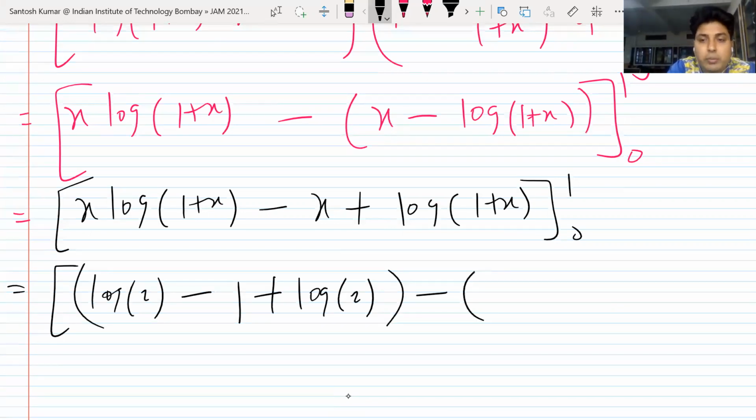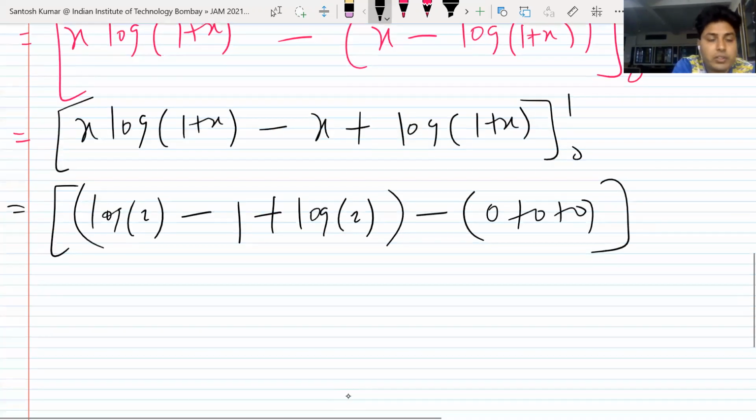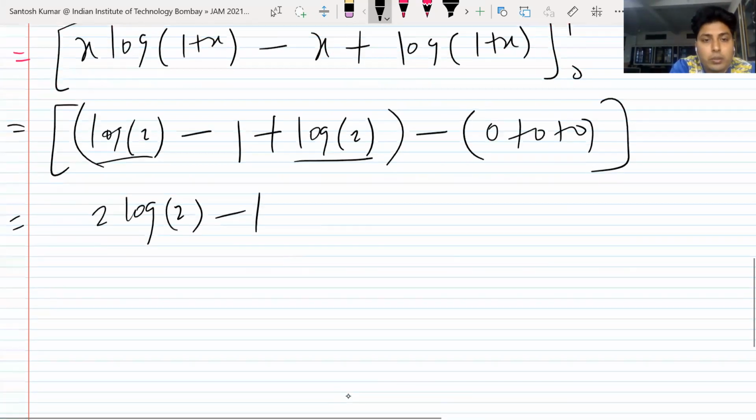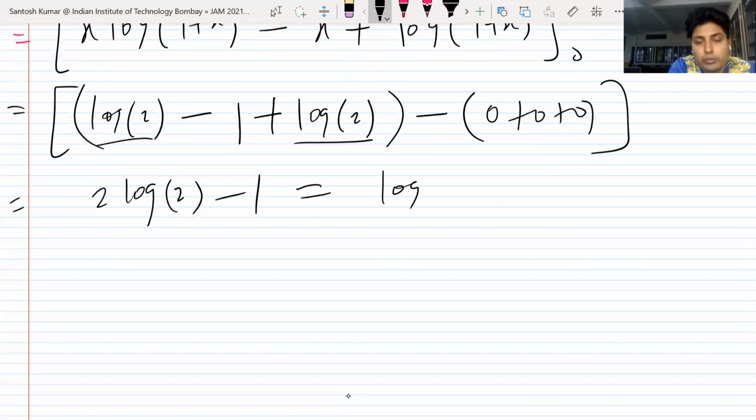Everywhere in place of x, we will replace 0. So it will be 0 into log 1 minus 0, so everything will be 0. Now after simplifying, it is log 2 plus log 2, that is 2 log 2 minus 1. And 2 log 2 can be written as log 4 minus 1.